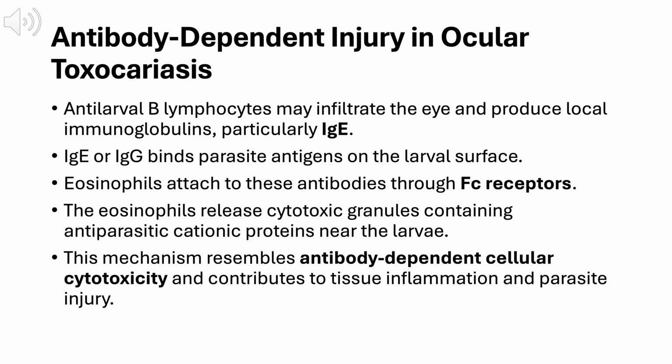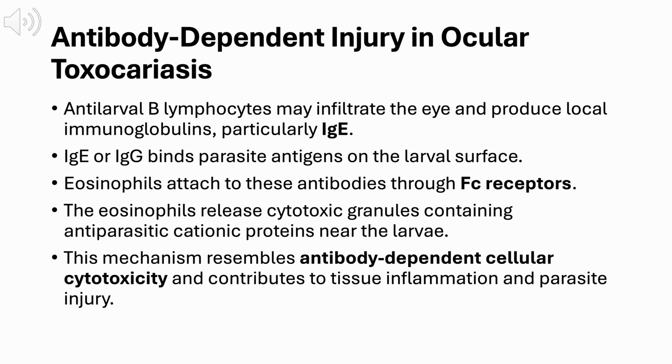Once anchored, the eosinophils release cytotoxic granules containing antiparasitic cationic proteins right next to the larva. The result is targeted damage to the parasite, but also collateral inflammation of ocular tissue. Mechanistically, this resembles antibody-dependent cellular cytotoxicity, or ADCC, a combined mechanism we'll formally define later. The elegant point is the division of labor. The antibody provides specificity, the eosinophil provides the weaponry. It's a preview of the combined effector responses that close out this lecture.